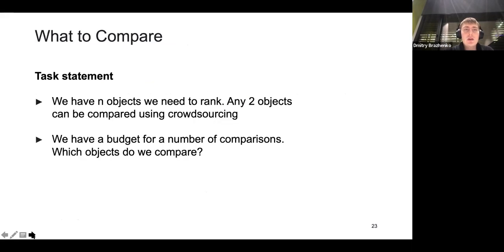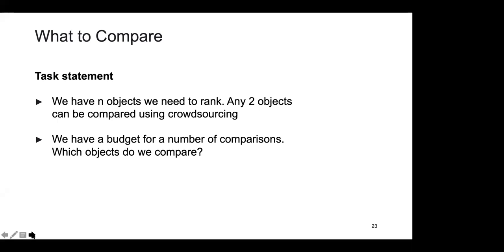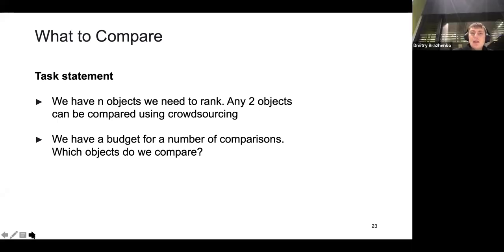Okay, so let's continue. And what is the problem? As I mentioned, if you try to sort your objects pairwise, you can have a problem. If you have n objects, you need to compare 2 to the power of n pairs, and it's too much. So you need to reduce this number of pairs.